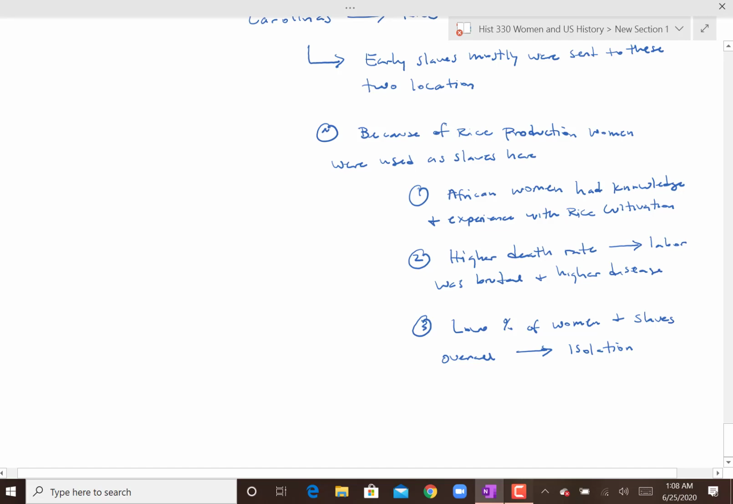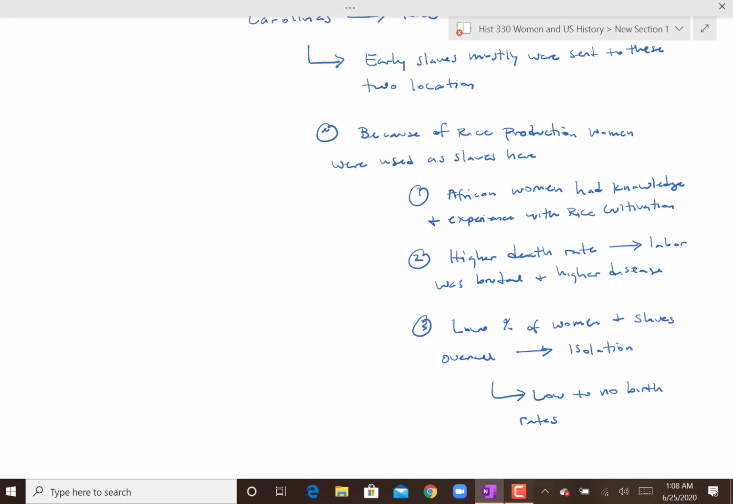Of course, this also meant low to no birth rates, which meant that you didn't have a continuation of the population, which would create a larger slave population and a larger African-American community that develops with the slaves later. And so all of these things led to a very isolated and kind of lonely and harsh labor condition for women, especially because there were more men that were brought over than women.